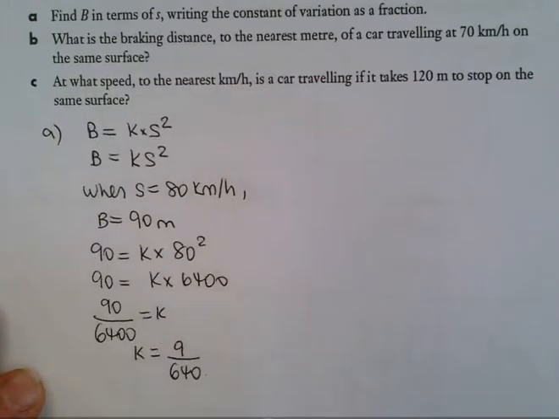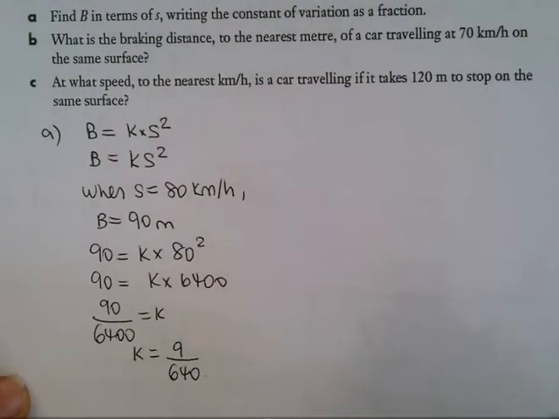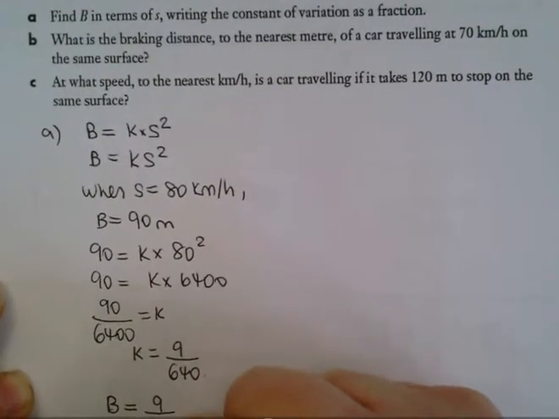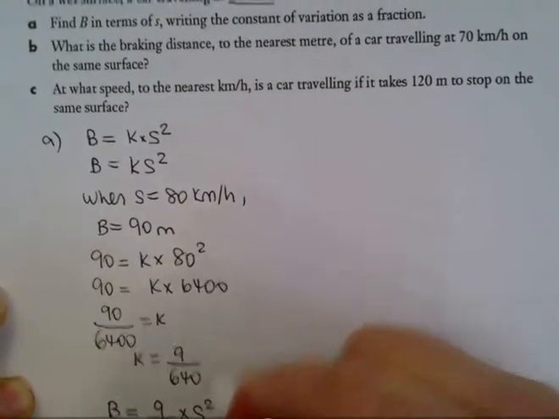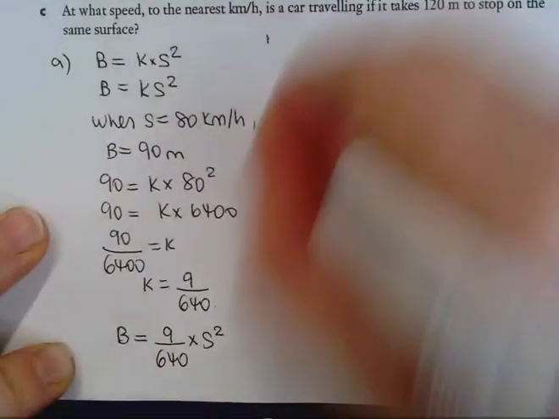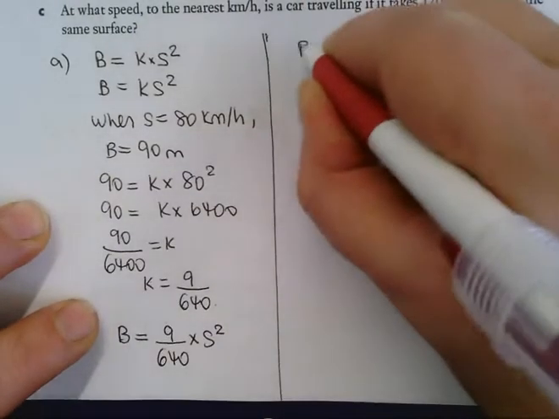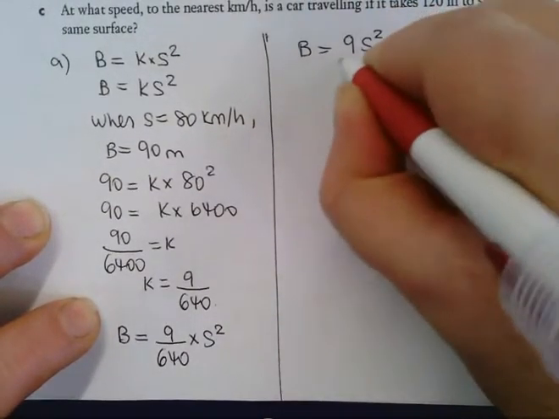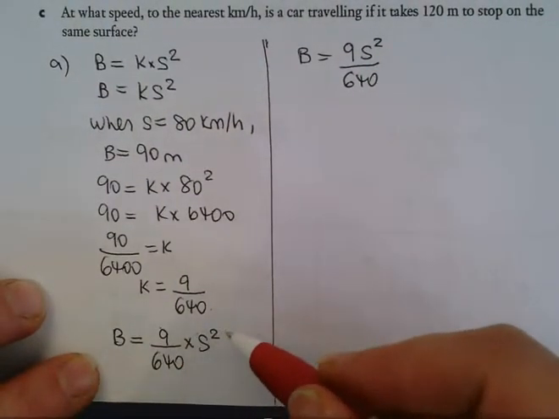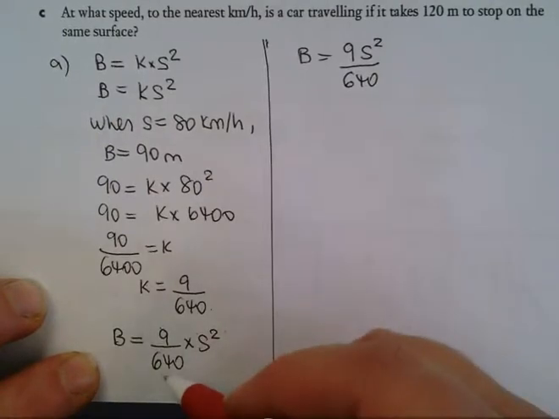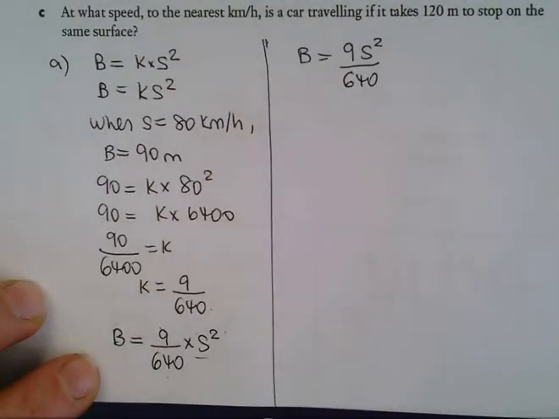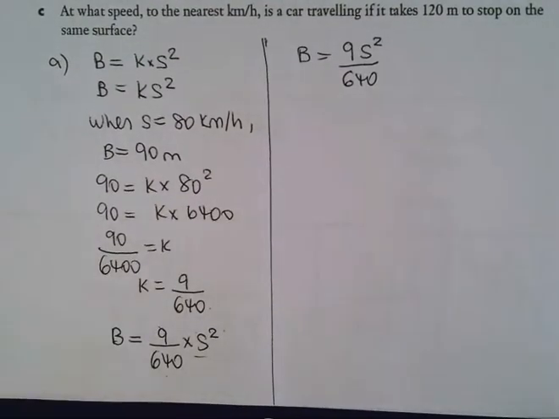So k is 9 over 640. So therefore our formula is B equals 9 over 640 times S squared, or you could write it as, be careful here, B equals 9S squared over 640. Are we okay with that? Because it's 9 times S squared. S squared is on the numerator over, and 640 is on the denominator, because S squared is S squared on 1. Yes, you can leave it like that.